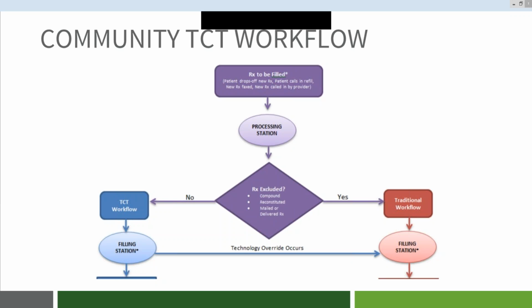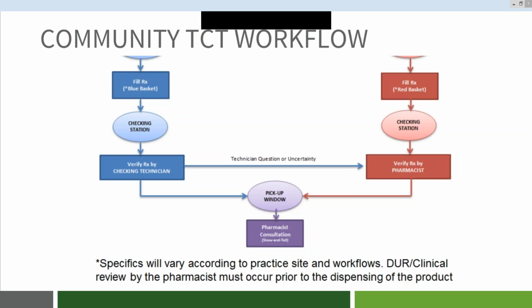The pharmacy receives a prescription to be filled. It then moves to the processing station. Is it a compounded, reconstituted, mailed, or delivered prescription? If yes, the prescription is sent through the traditional workflow. If no, meaning the prescription is eligible, the prescription can go through the TCT workflow. The prescription is then filled.